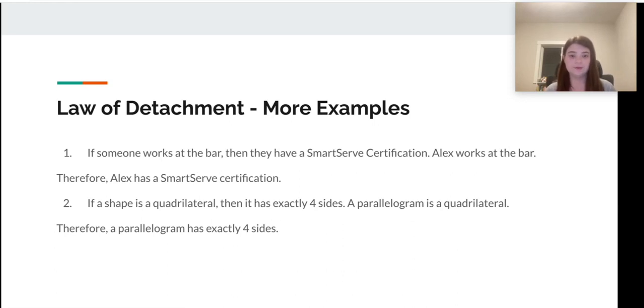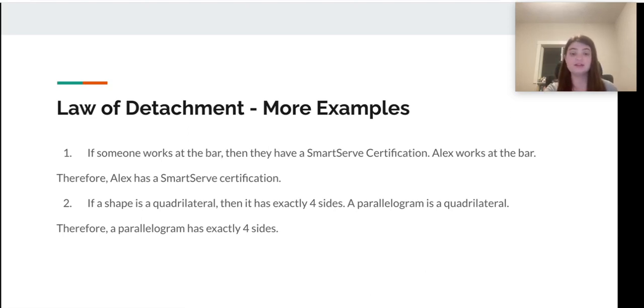Here's another example. If a shape is a quadrilateral, then it has exactly 4 sides. A parallelogram is a quadrilateral. Therefore, a parallelogram has exactly 4 sides. So again, this is the same pattern where we are saying, okay, if a shape's a quadrilateral, then it has 4 sides. So that's true, right? Then we're saying, okay, the first one's true. This thing is a quadrilateral. Well, therefore, we can come to that conclusion that it has 4 sides because we know that all quadrilaterals have 4 sides based on what was said in the beginning.